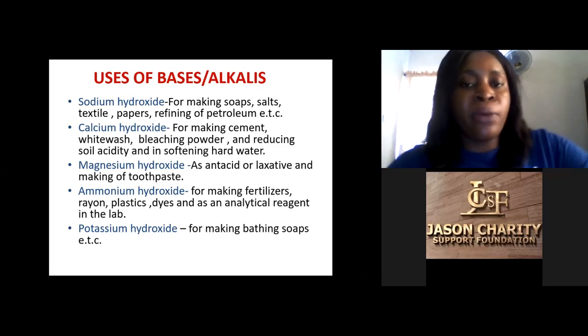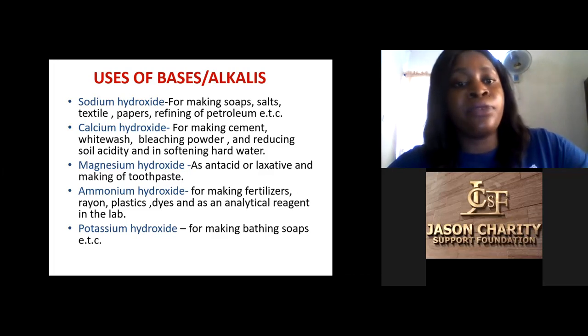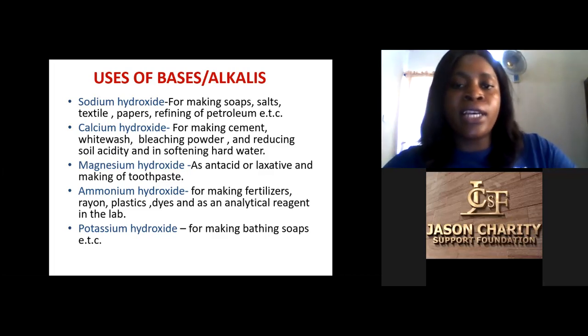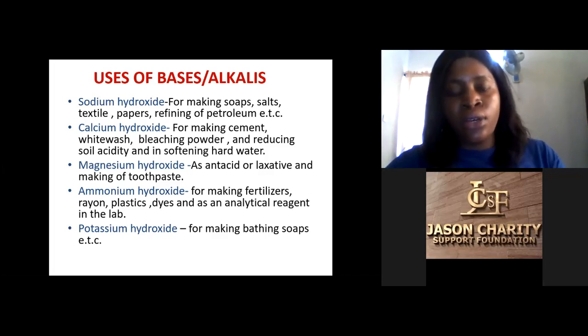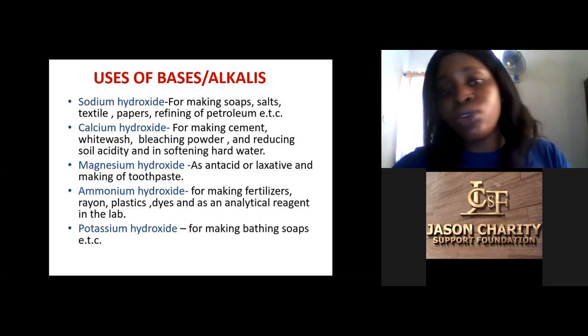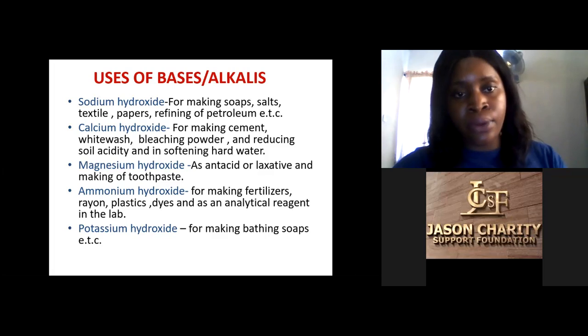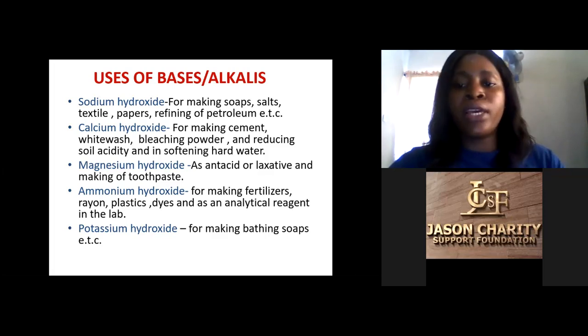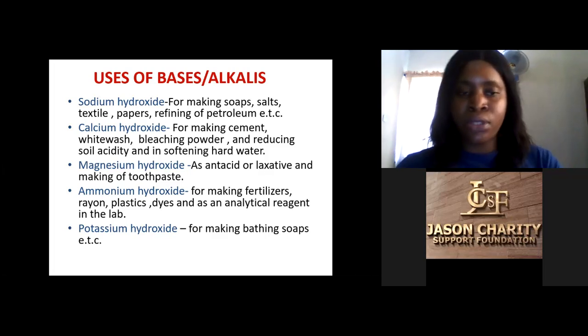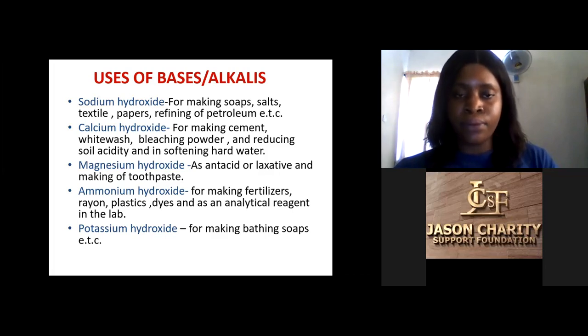Now we also have magnesium hydroxide, which is used as an antacid or laxative. The antacid is used to reduce gastric acid, and it is also used for making toothpaste. Ammonium hydroxide is used for making fertilizers, rayon, plastics, dyes, and also as an analytical reagent in the lab. We also have it for making soaps. So all these are some of the uses of bases and alkalis in our environment.